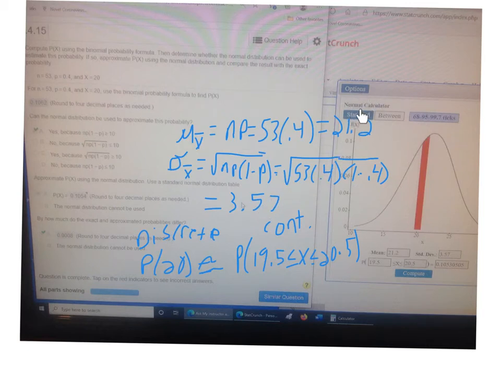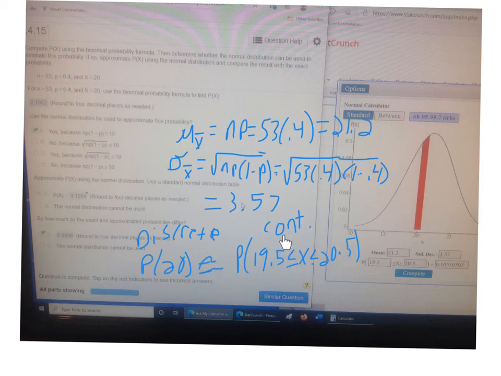So I'm going to use the normal calculator. You go into StatCrunch calculators, choose normal, and I clicked on between. I put in the mean, which I just calculated at 21.2, put in standard deviation, which is 3.57. So what we want to find, P of X, where X is 20. So we want to find P of 20, where this is for a discrete binomial distribution, and we want to approximate it with the continuous normal distribution. So I'm using, approximate it.